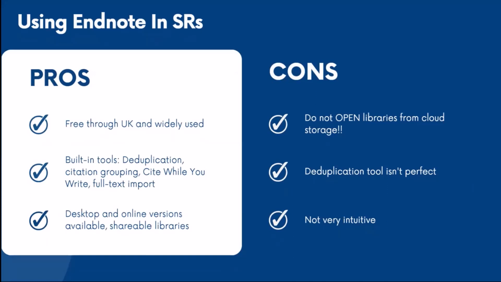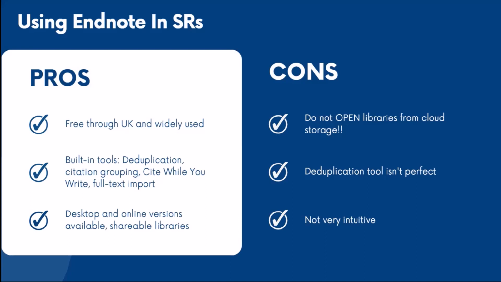There are big pros and cons to Endnote that I just want to cover always whenever I talk about Endnote. First of all, it's great because it's free through UK. It's widely used, so there's a lot of support for it throughout the university. It has a lot of built-in tools that are very helpful in the systematic review, or even just the writing process, such as deduplicating citations. You're allowed to group your citations. You can cite while you write and format your bibliography as you are actually writing your paper in Word. And you can automatically full text import if you link Endnote to our library catalog.